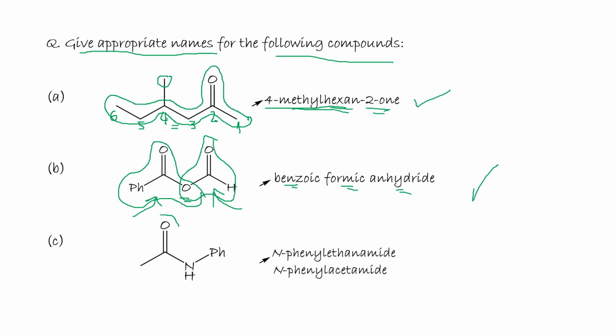Here we have an amide functionality, and on N we have a phenyl group, so it will be N-phenyl. It has two carbons here, so ethanamide. N-phenyl ethanamide, or N-phenyl acetamide. And we mentioned that the name acetanilide is still in use as a common name or trade name.